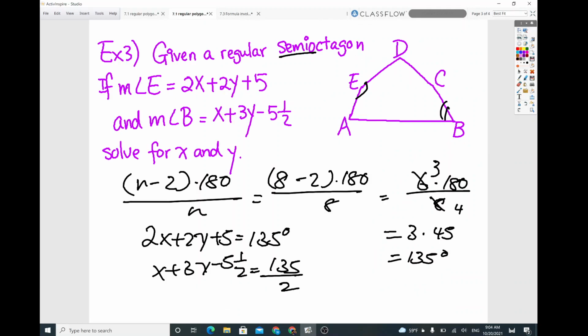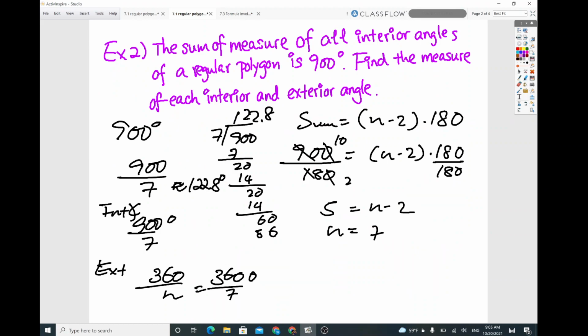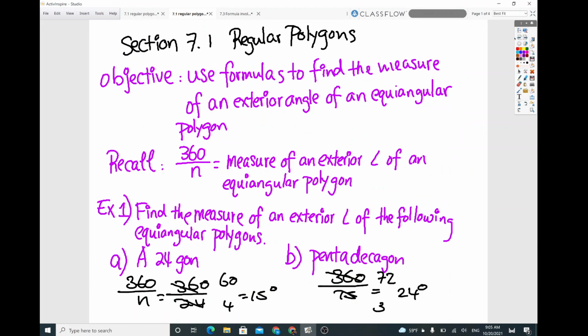Make sure that you guys double check the other part of the lesson, 7.1, the one where I talk about the way to find the exterior angle. This one is the second half of 7.1.